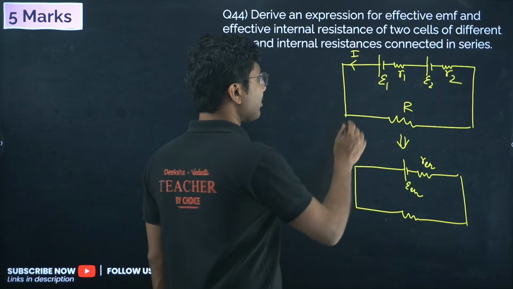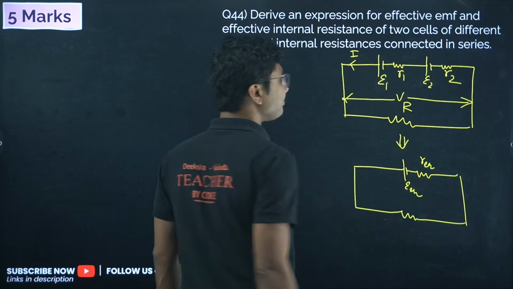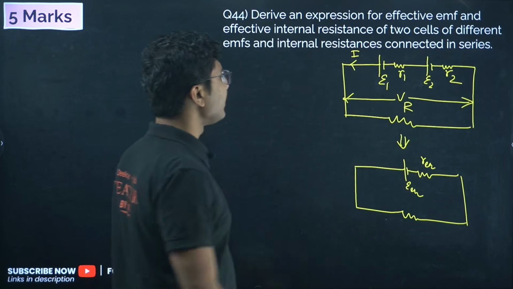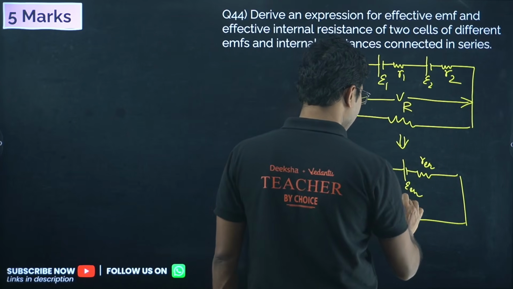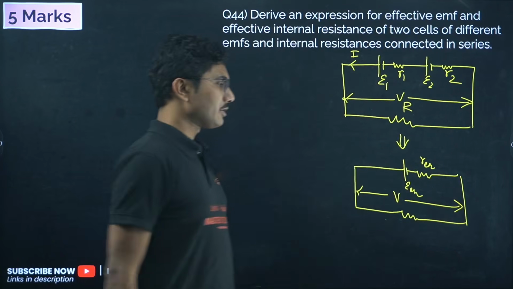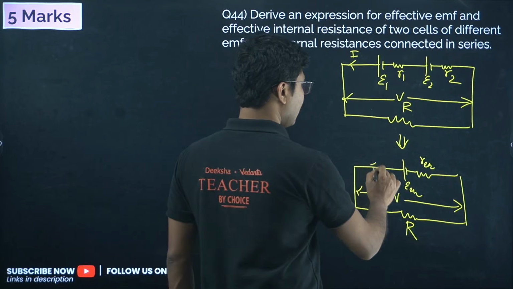The voltage across the resistance is important, say V. Now we have to find this current, and the voltage across the resistance should remain the same no matter what. Okay, the current I should be the same.